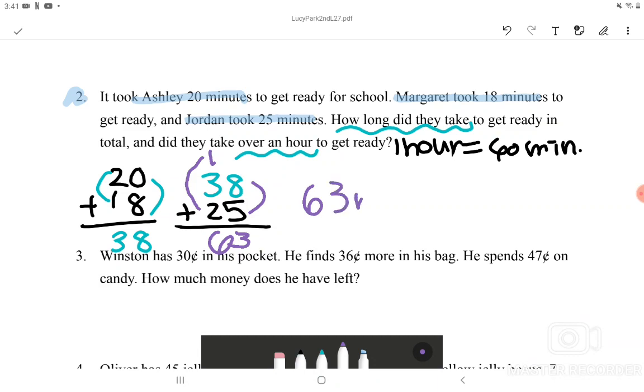They took 63 minutes in total. And now we have to know if they took more than an hour. An hour is 60 minutes, and they took 63 minutes. And we know that 63 minutes is greater than 60 minutes. And that shows, yes, they took more than an hour.